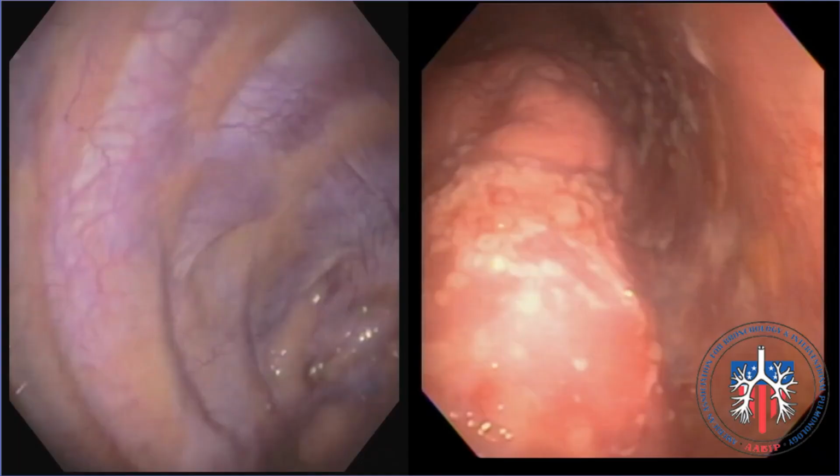Here is a comparison of normal versus diffuse malignant lesions in the chest cavity. Notably, the lesions are noted both on parietal and visceral pleura.